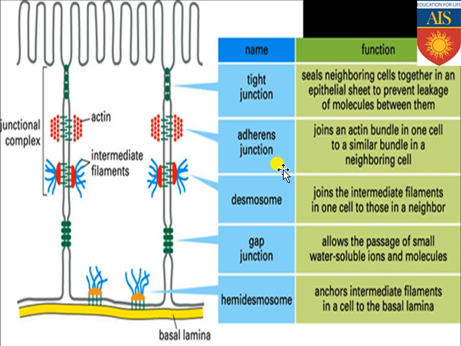Desmosome actually joins the intermediate filaments in one cell to those in a neighbor. You can see here two red colored proteins present on the inner surface of the cell membrane, and the blue colored intermediate filaments are connected with these button like red colored proteins, and these proteins are also connected by some specific membrane proteins. So this entire structure of the desmosome keeps both of the cell membranes together and makes the structure stable.